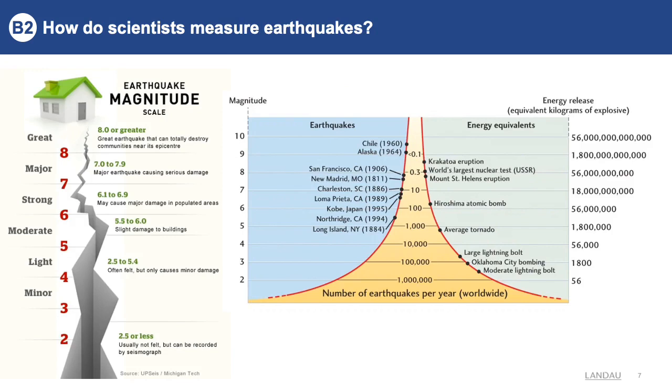How do scientists measure earthquakes? There are 2 major scales that describe the size of earthquakes. The first practical scale for measuring earthquakes was developed by geologist Charles Richter at the California Institute of Technology in 1934, and it is the scale that most scientists use today. It is the scale that we see to the left on the slide.